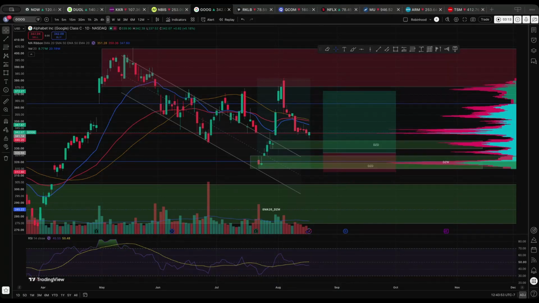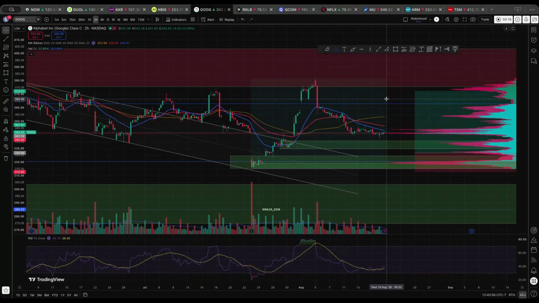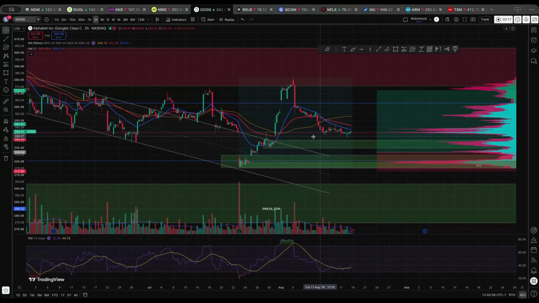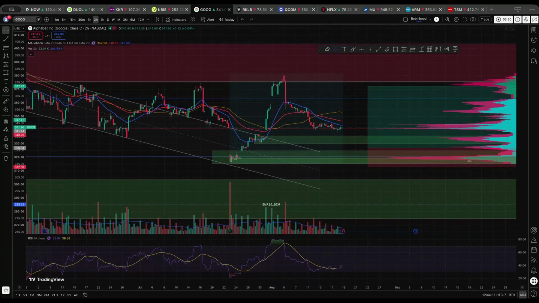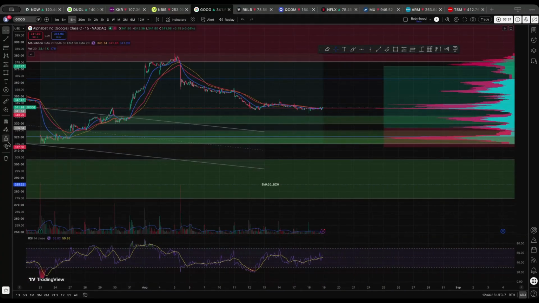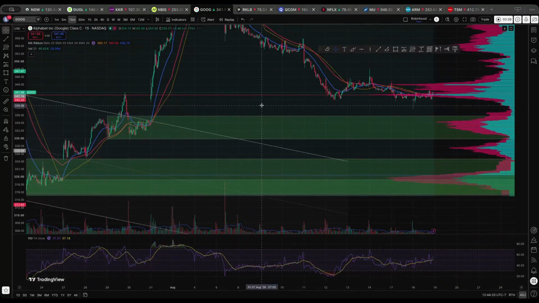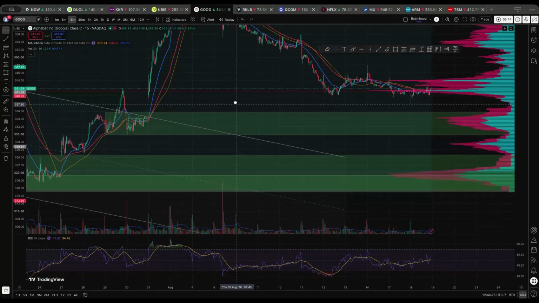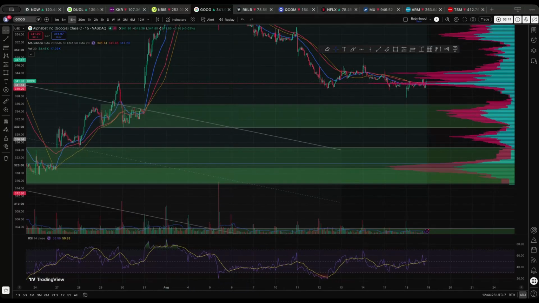Zooming into the 2-hour chart here, we're seeing a solid uptrend, and there's a bullish EMA 20 crossover. That's an extra layer of confirmation that momentum is shifting in our favor. Dropping down to the 15-minute chart, nothing dramatic going on, but we can still see smaller crossovers lining up with the bigger picture. And that's the setup for Google.